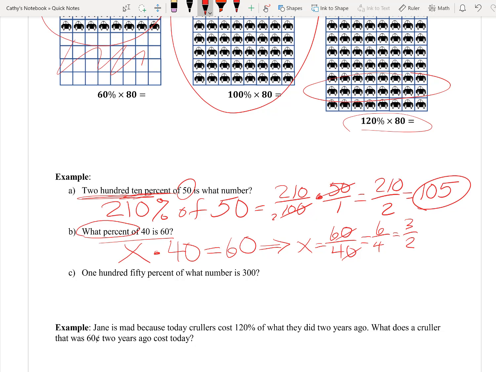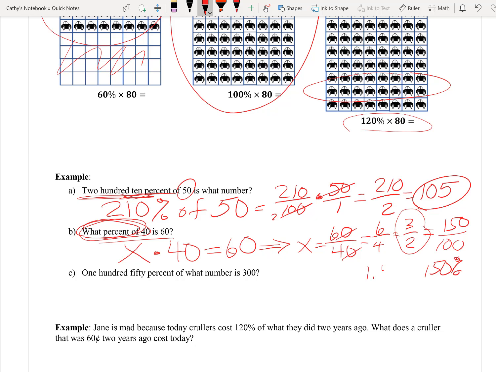But that is not a percent. All right, and this question says what percent? So we need to change it to a percent. 3/2, if we want it to be a percent, we want the denominator to be 100. If you want to do it with a fraction, 2 goes into 100 50 times, so 50 times 3 is 150, so that's 150%.